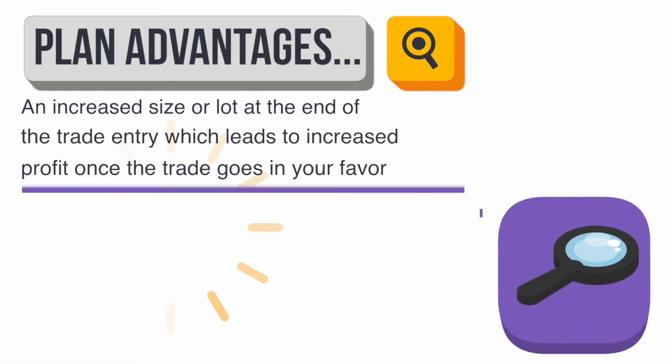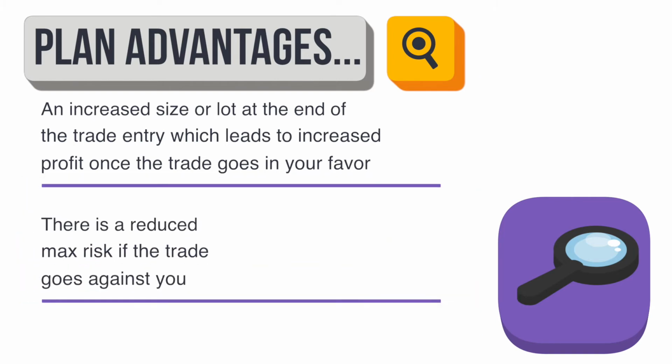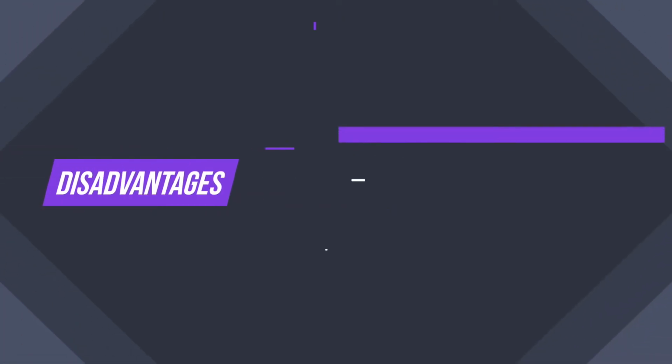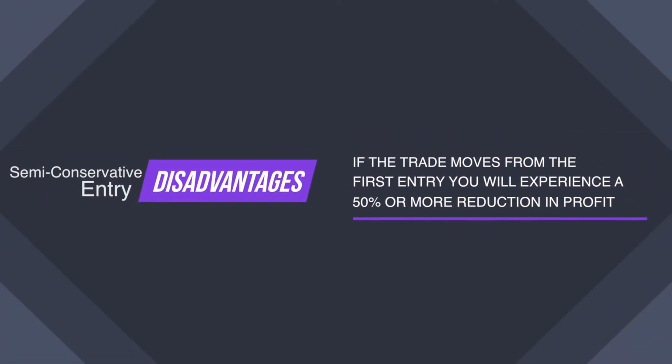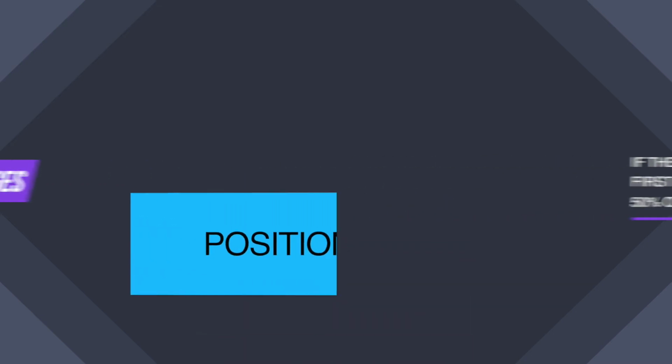An advantage with the semi-conservative entry plan is an increased trade size or lot at the end of the trade entry, which leads to increased profit once the trade goes in your favor. There is also a reduced max risk if the trade goes against you. A disadvantage is that if the trade moves from the first entry, you will experience a 50% or more reduction in profit potential. The semi-conservative entry plan is the most effective with multi-day trades.